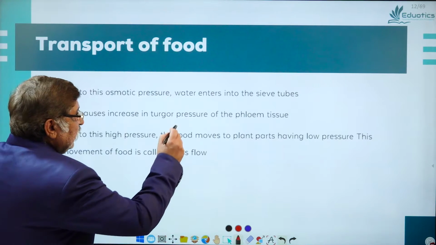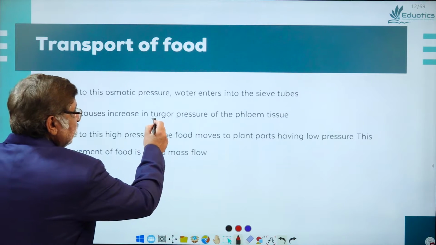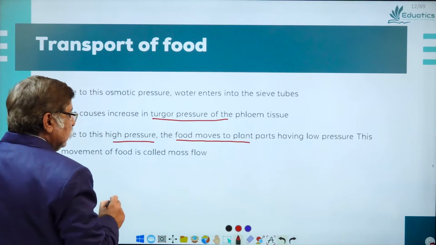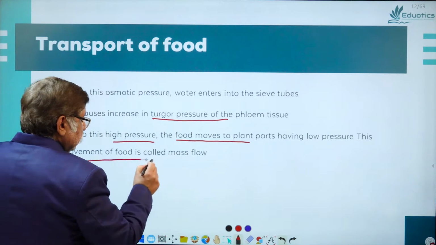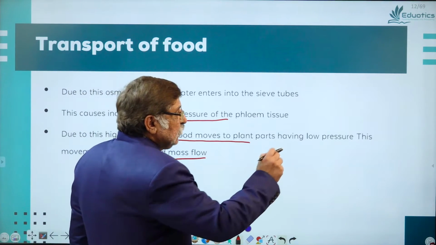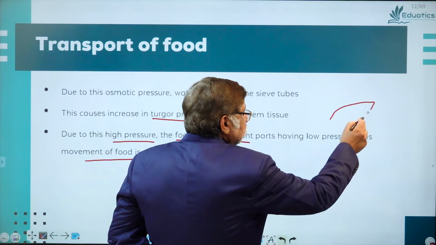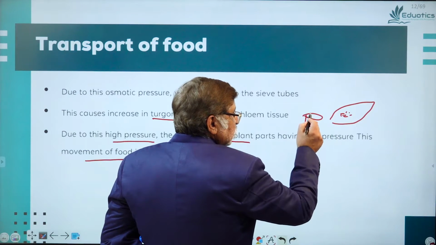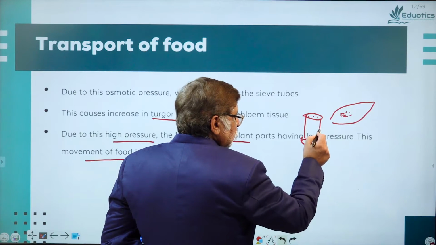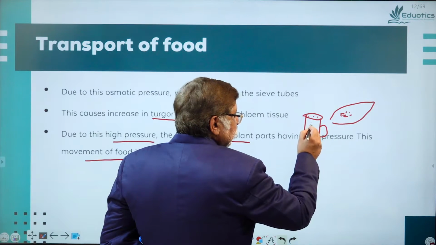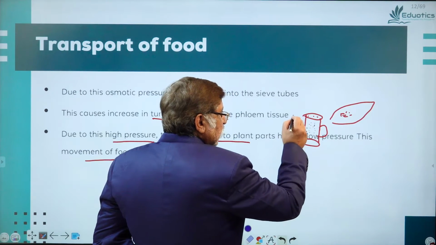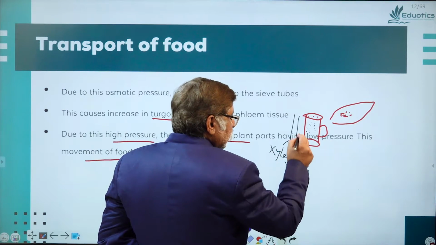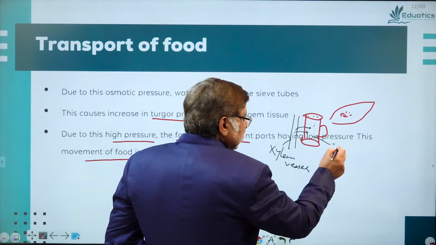Due to osmotic pressure, water enters the sieve tubes. This causes increase in turgor pressure of the phloem tissue. Due to this high pressure, the food moves to the part of the plant which has low pressure. This movement of food is called mass flow hypothesis. Actually, my mass flow hypothesis explains, for example, this is a leaf. It synthesizes food. This food will reach the sieve tubes. As a result, the osmotic pressure of the sieve tubes will increase, and from the neighboring xylem vessels, it is going to absorb water, so that turgor pressure increases.